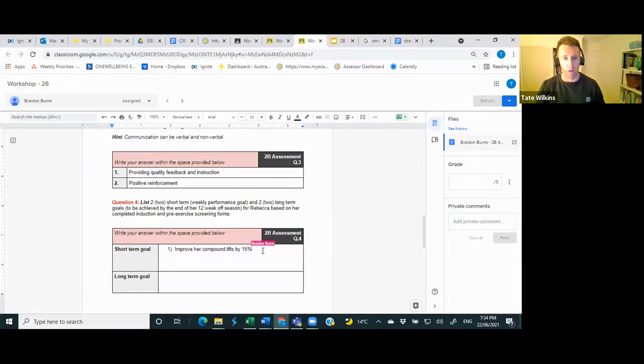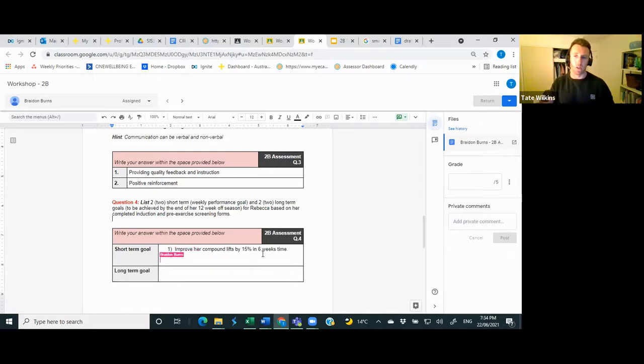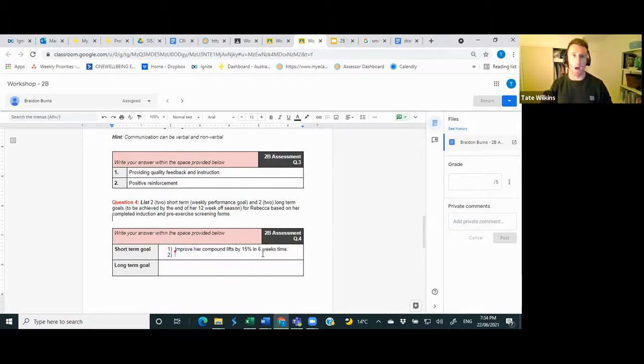Improve her compound lifts by 15% in 6 weeks time. That's where percentage is good because the percentage is relative to the person. Yeah, like that. Now for cardio, again, probably gonna do something very similar. It would depend on, we could do it with a machine gym. We could maybe do a 500 meter row test. I mean, it depends what you have access to. Like you could do a beep test. It's got a lot of data too.